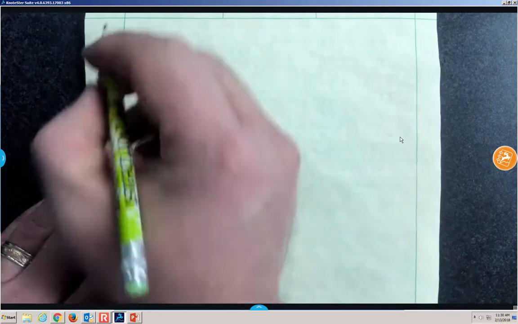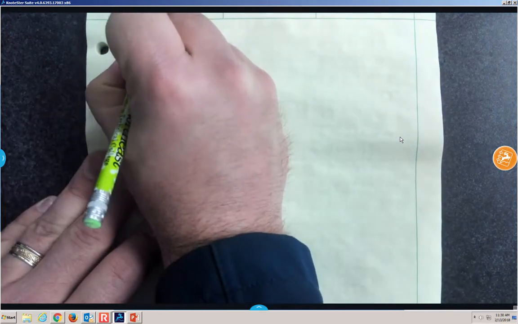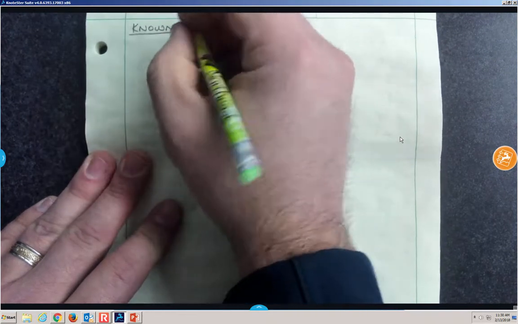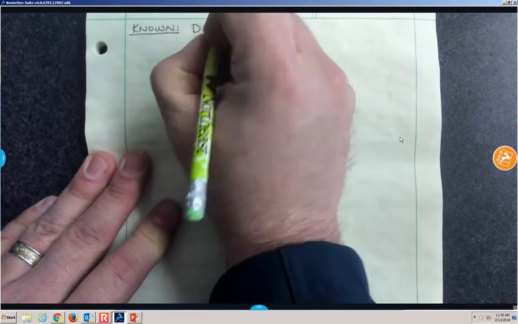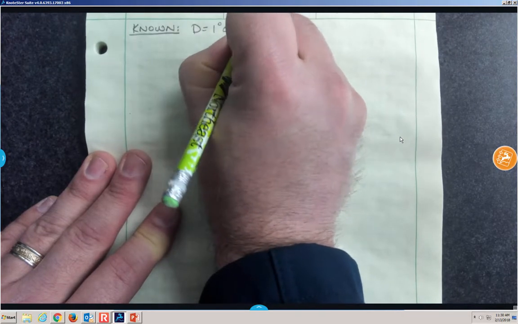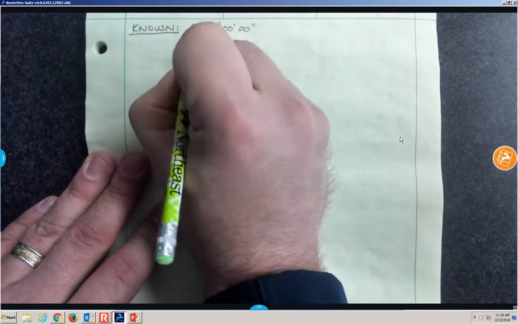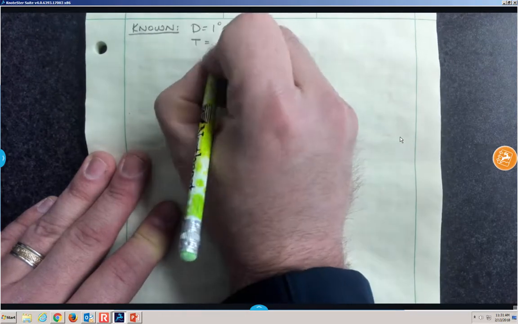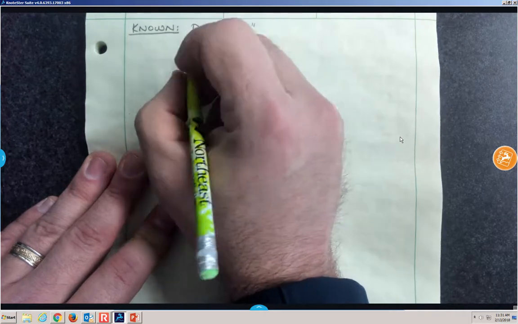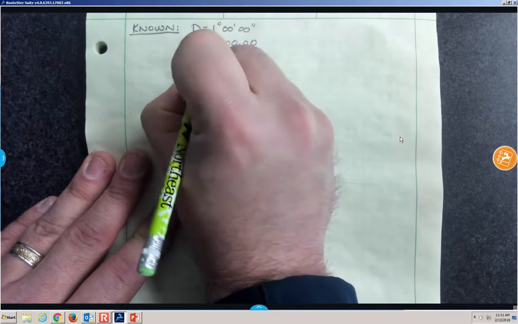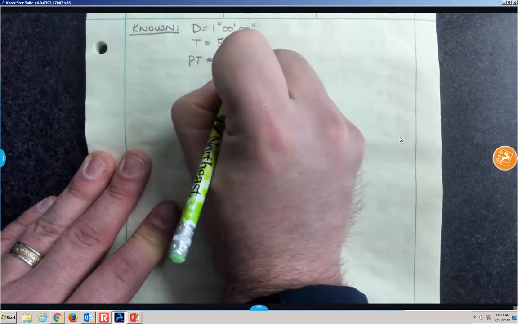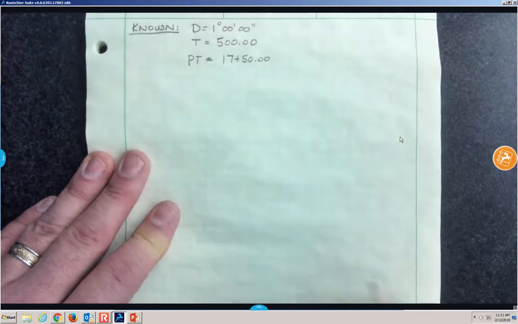Alright, so I'll give you our knowns again. We know D equals 1 degree, 0 minutes, 0 seconds. T equals 500.00. And then they give us the PT, and that equals 17 plus 50.00.